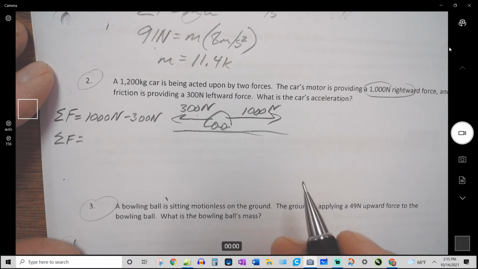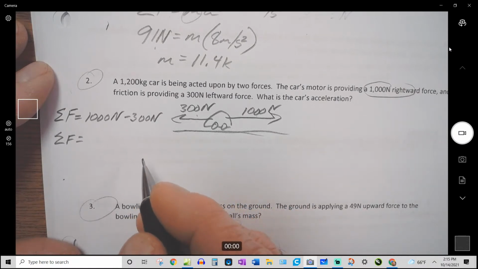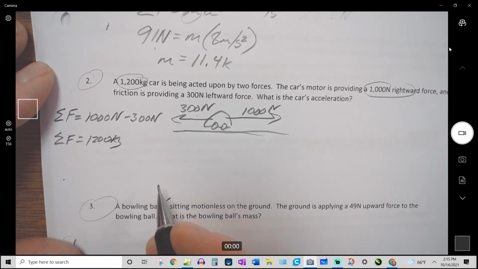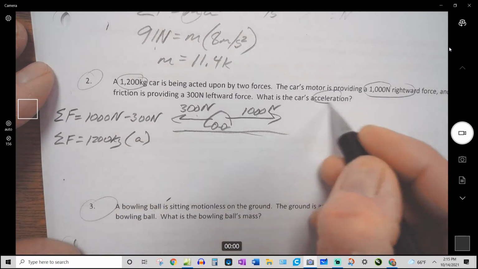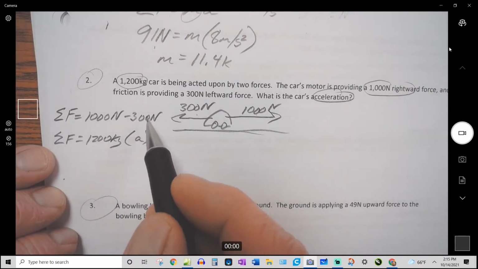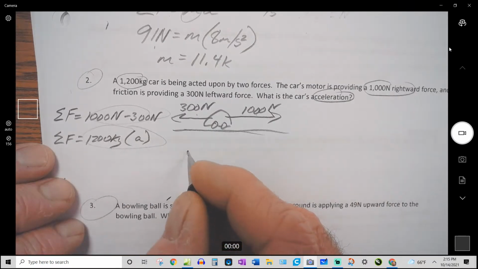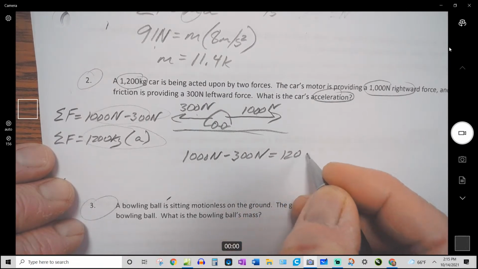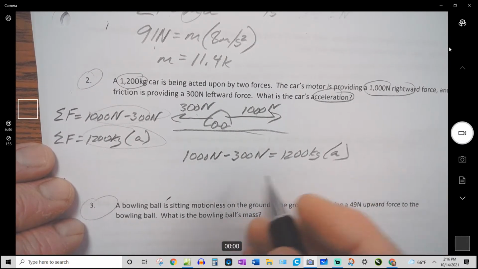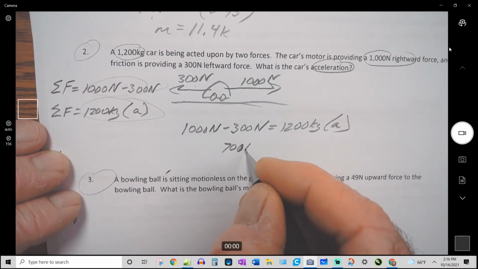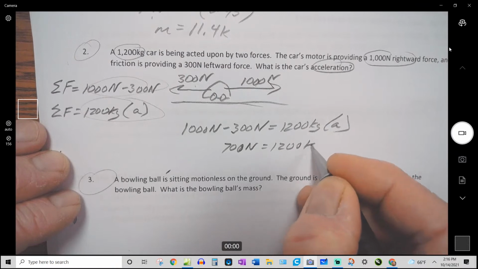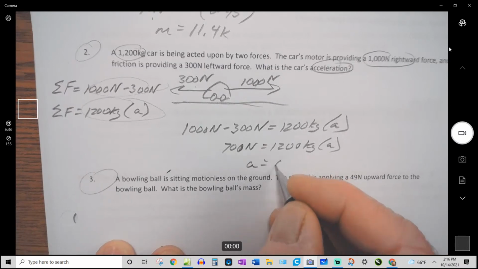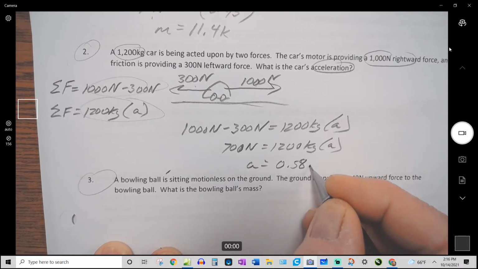And then the other way to find net force is to do mass times acceleration. In this case, the mass is 1,200, and the acceleration is, I don't know, that's what I'm looking for. So this is the net force, this is the net force. I can set them equal. 1,000 minus 300 equals 1,200 times A. So 700 newtons equals 1,200 kilograms times A. So A is just 7/12, which is 0.58 meters per second squared.